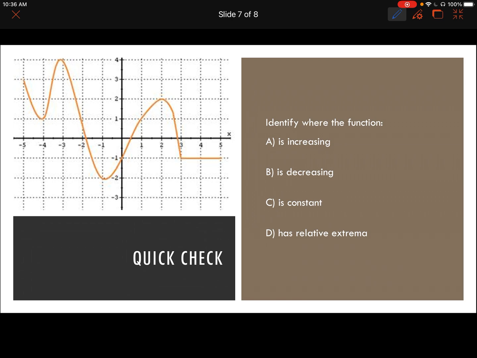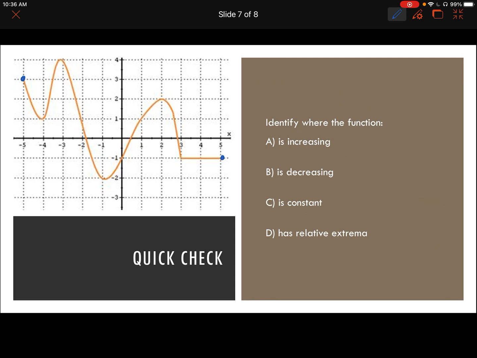All right, so this is a quick check for you. Pause the video and see if you can tell me where the function is increasing, decreasing, where it is constant, and where it has relative extrema. Assume the graph stops, the endpoints are -5 and +5, so we won't have any infinities for this one.